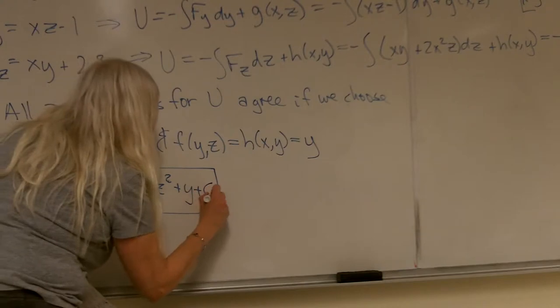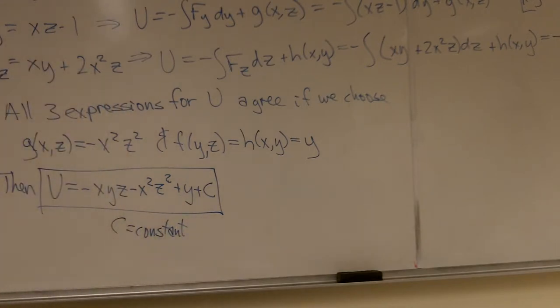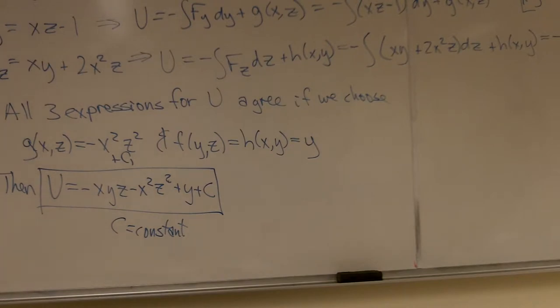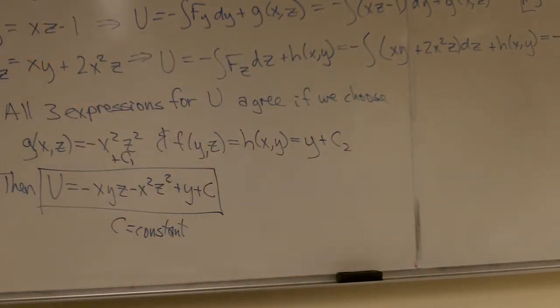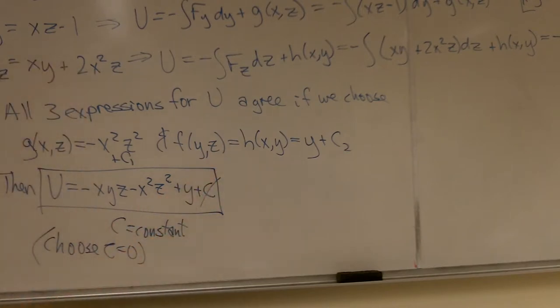Now, actually, I could add an arbitrary constant to this also. Because, to be honest, in my g and f and h, I could have included some arbitrary constants also. For example, I could have included a constant, maybe I'll call it C1, as part of g, and as part of f and h, I could include another constant, C2, and then I could combine the C1 and the C2 to get C. I'm always allowed to include an arbitrary constant. The simplest choice is, of course, to choose that to be zero, in which case it's just gone. In any case, this potential energy agrees with what we got doing method one. Okay? So both methods will work.